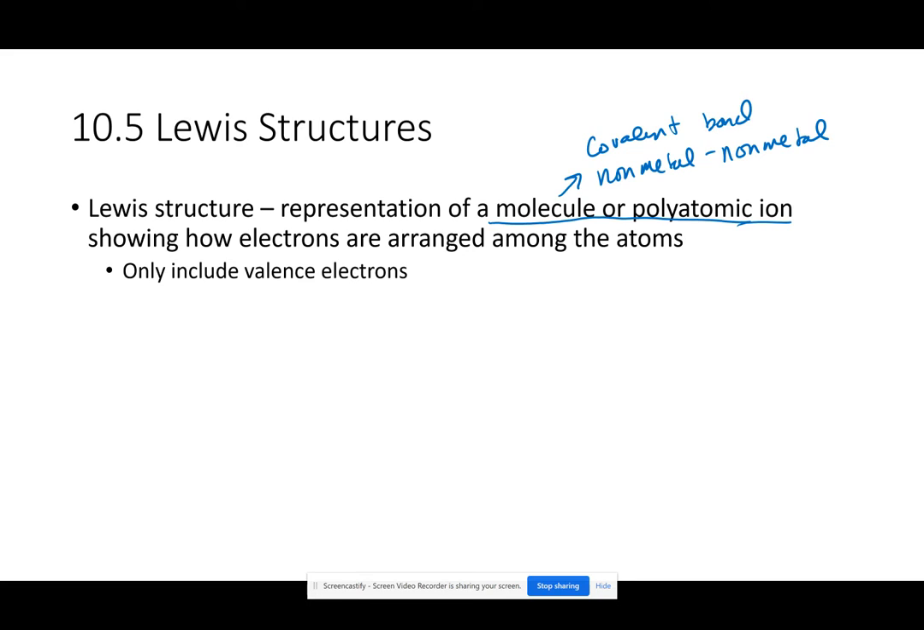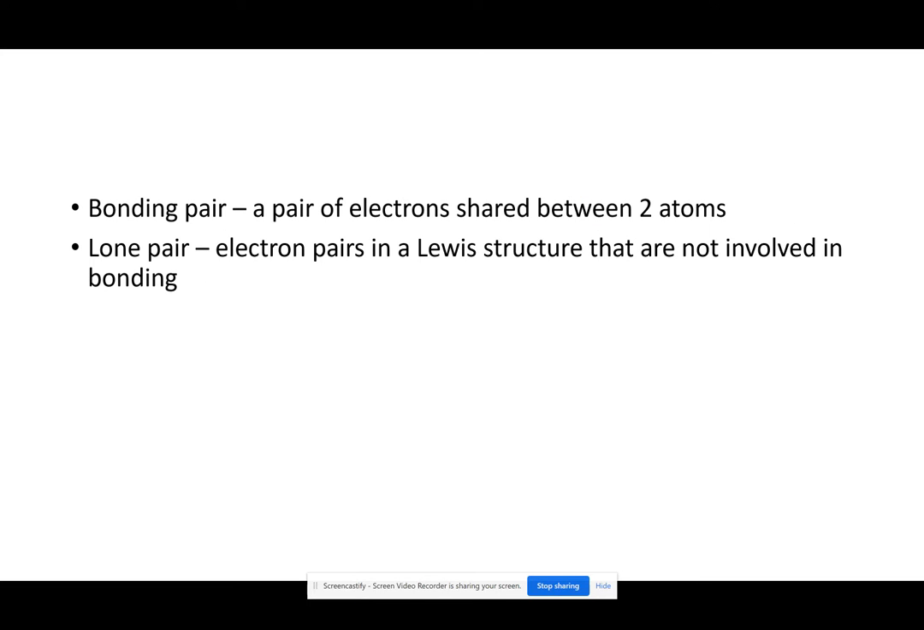So we are only dealing with things from the right side of the stairs on the periodic table and, of course, hydrogen. Lewis structures are going to only show valence electrons because those are the ones involved in bonding. In a Lewis structure, you have bonding pairs and lone pairs. A bonding pair is a pair of electrons shared between two atoms. So if I have my fluorines here, let's change colors. My bonding pair I will make red. And so that's a bonding pair.